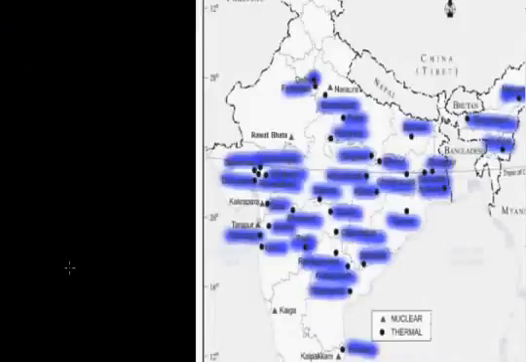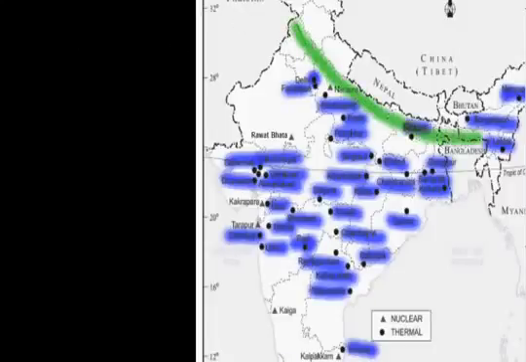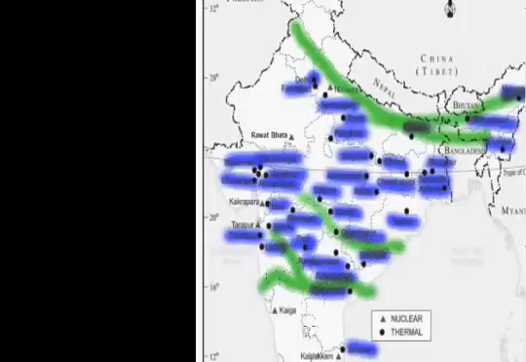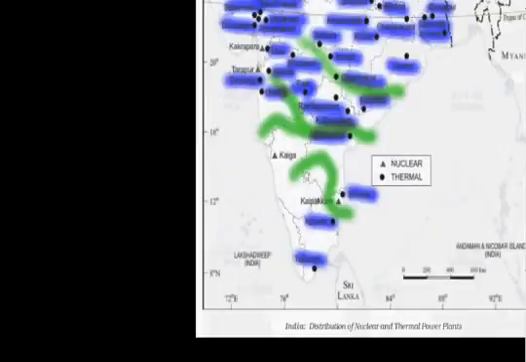Another area where we found hydroelectricity is obviously this whole region of India, that is the foothill of Himalayas, plus in the peninsular region also on river Mahanadi, Godavari, Krishna and Kaveri.